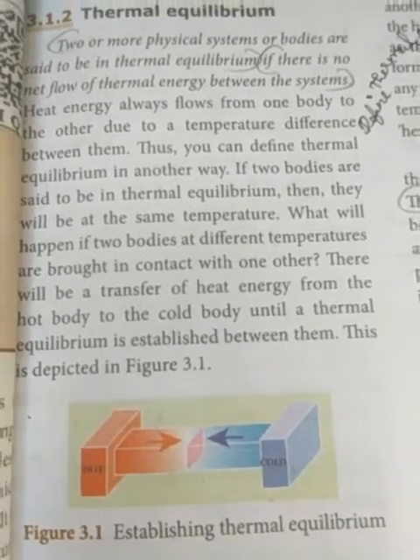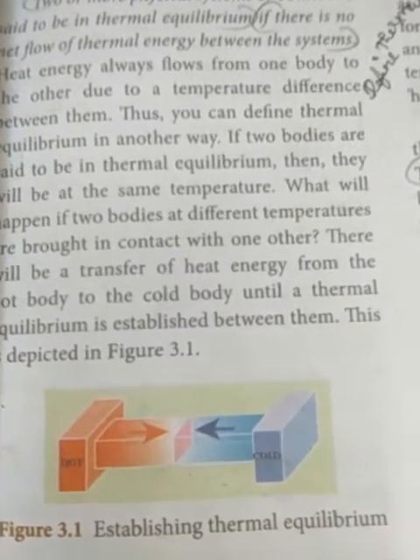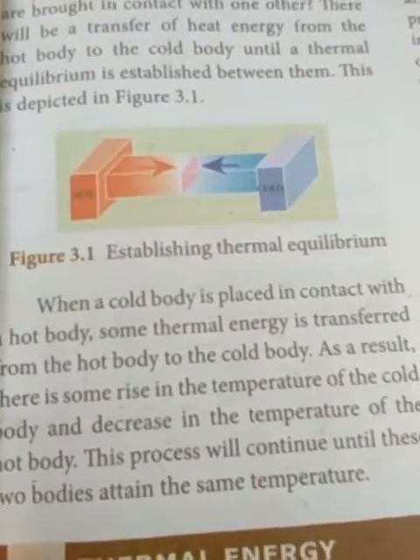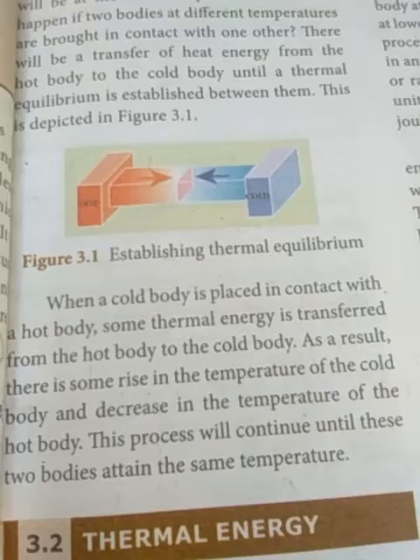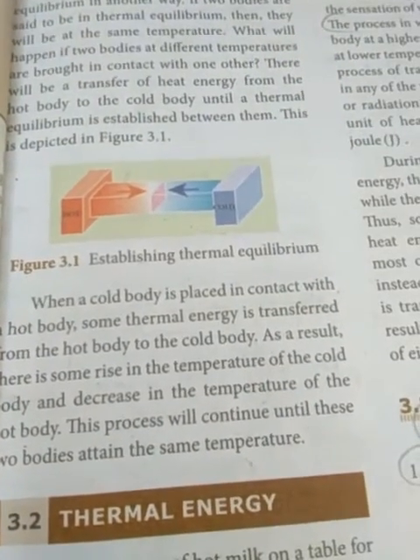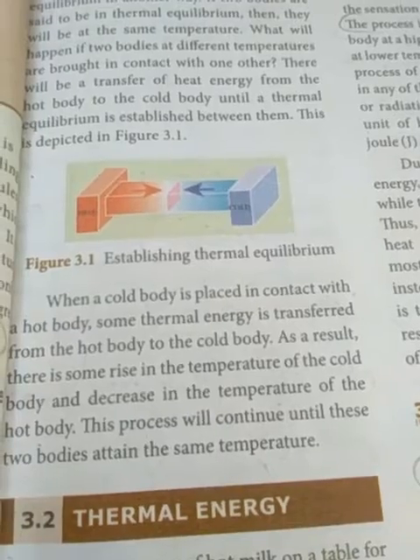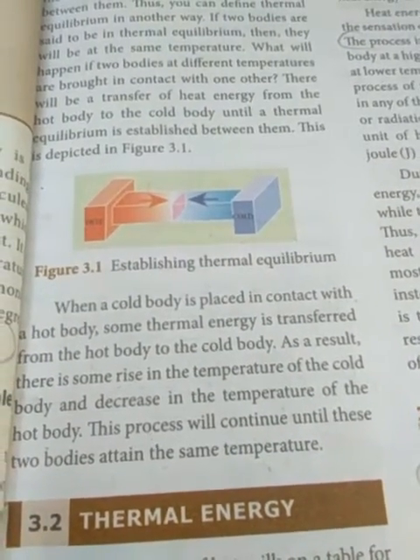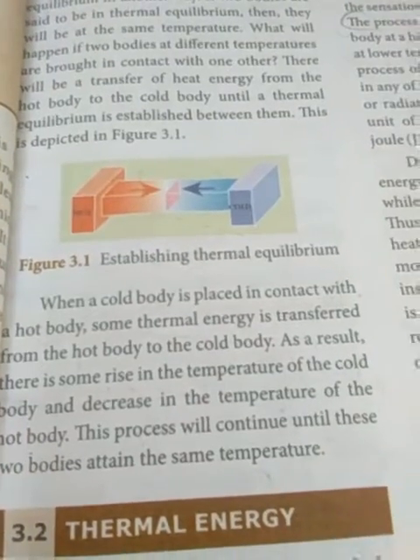Okay, it goes through this state. So this is called thermal equilibrium. When a cold body is placed in contact with a hot body, some thermal energy is transferred from the hot body to the cold body. As a result, there is some rise in the temperature of the cold body.